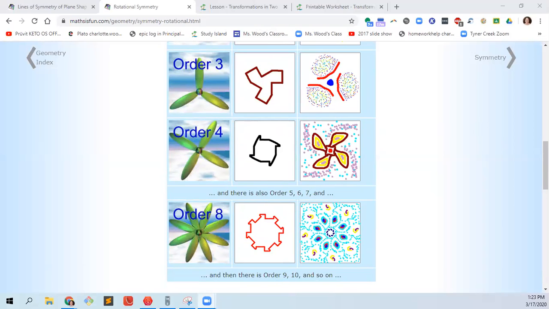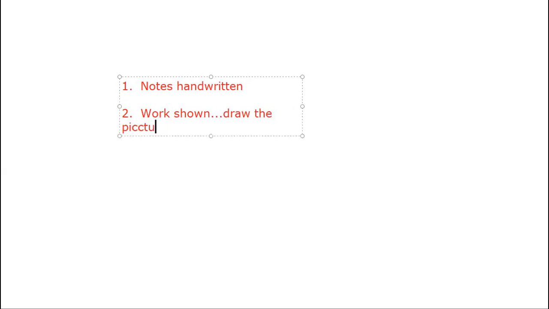Do you have a worksheet to go with this that's a little different? It's not the standard multiple choice worksheet. This one has pictures with choices. So you're going to upload pictures of your notes, handwritten, still yet, it's still a Google form, but the worksheet just looks different. You're going to upload work shown, draw the pictures, put something on paper. When you write, it helps your retention of knowledge. There may not be algebraic equations to solve on this one, but you can certainly draw pictures and draw lines of symmetry for your examples, just like I did in the presentation.